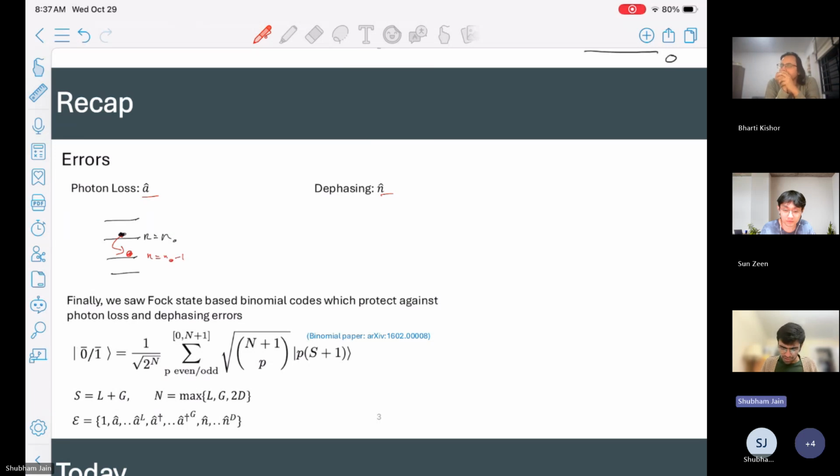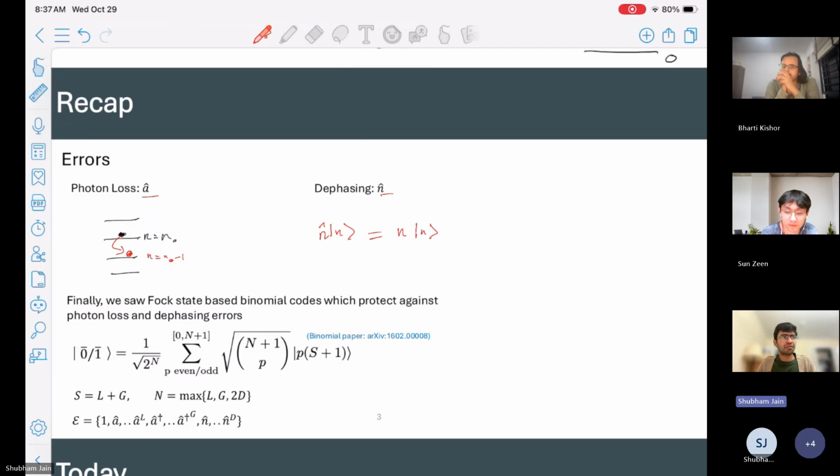The dephasing operator works in a simple way as well. It's generated by the number operator. So for any Fock state, it just adds a phase to your state. Photon loss is actually the most dominant error model in a lot of systems, and this is the most interesting model for studying error correction in bosonic codes.